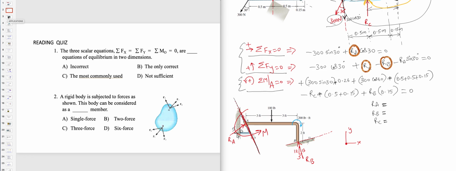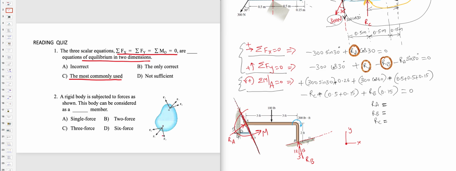For example, if you see this problem, if you see this quiz, if we say sigma Fx, sigma Fy, sigma M equal to 0, to be equations of equilibrium in 2 dimensions, this is what we most commonly use, because you see the moment we can take with respect to O, that means with respect to any point. This is what we generally use. So C is correct.